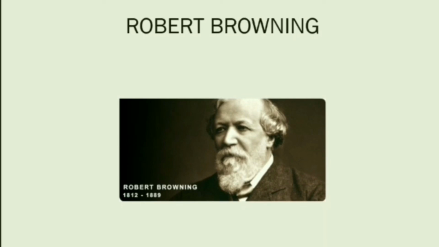His career began well, but collapsed for a time. The long poems Pauline, 1833, and Paracelsus, 1835, were acclaimed, but in 1840, Sordello was seen as willfully absurd.